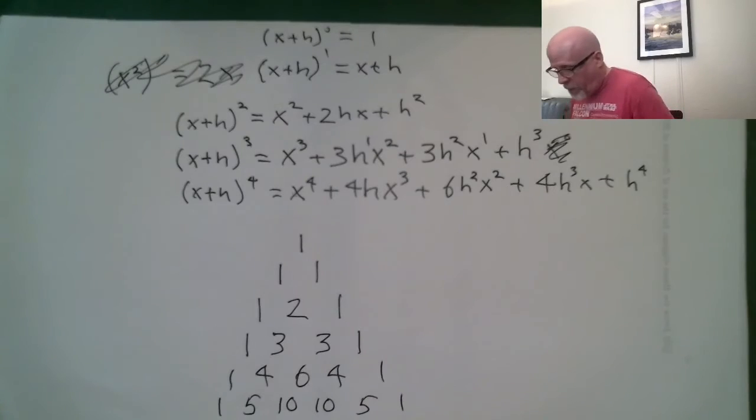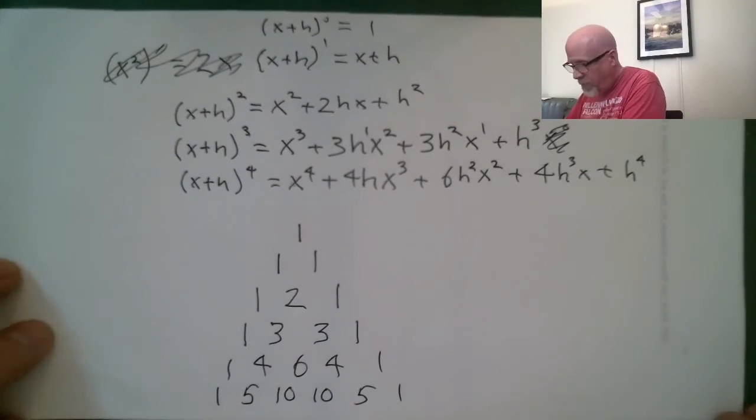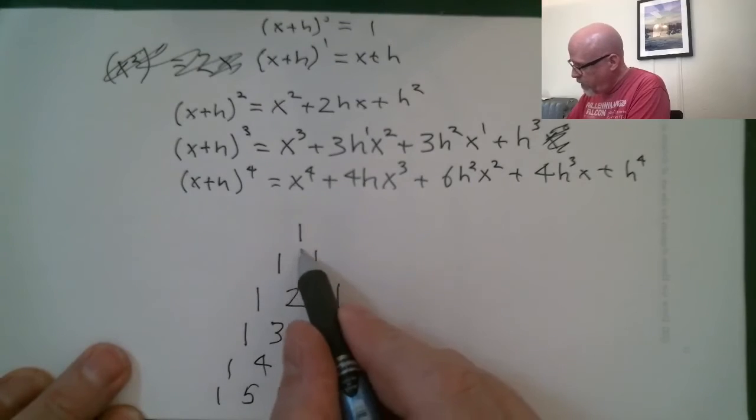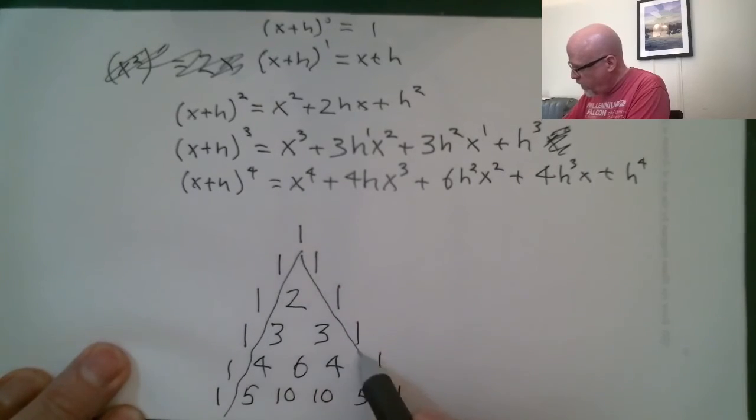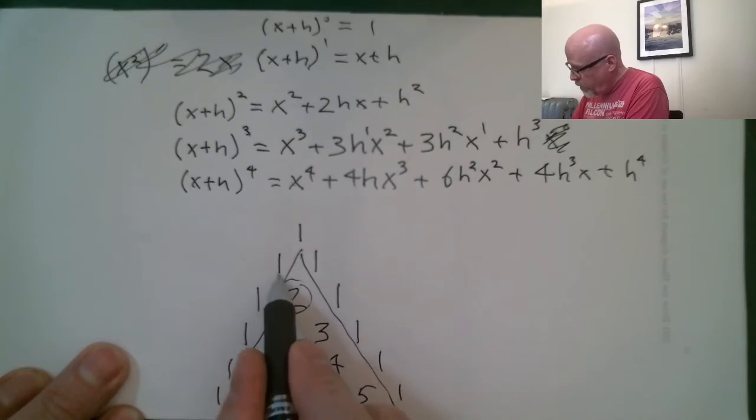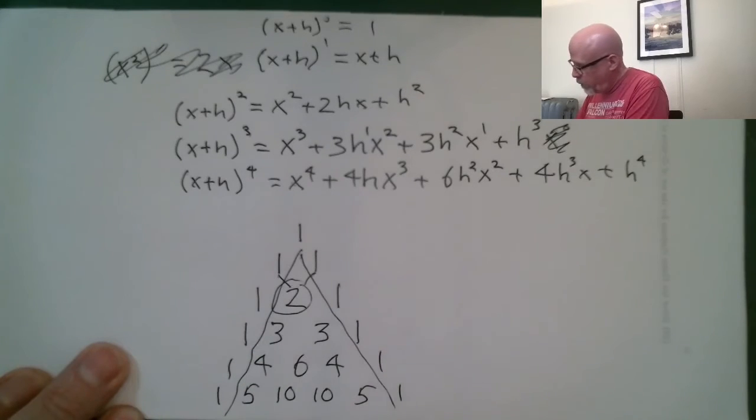Now, I'm not that smart that I can 5th power something in my head, trust me. But I do know the pattern that builds this table, and it's actually real simple. You see how you got these lines of 1s on the outside? Every number that's on the inside, you just add up the things that are above it on either side. Like that 2 is a 1 plus a 1. Or this 4, that's a 3 plus a 1.